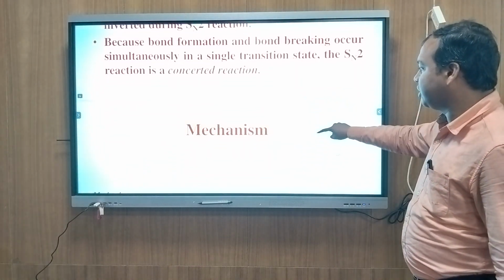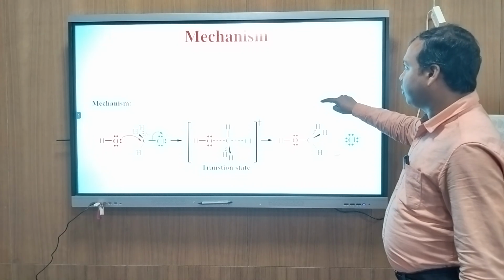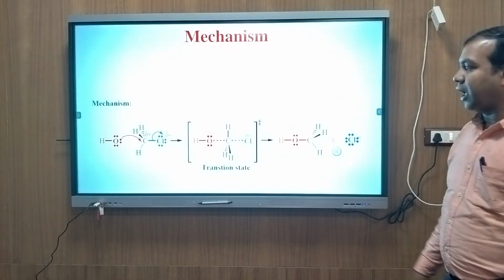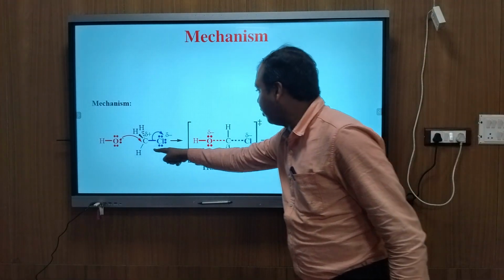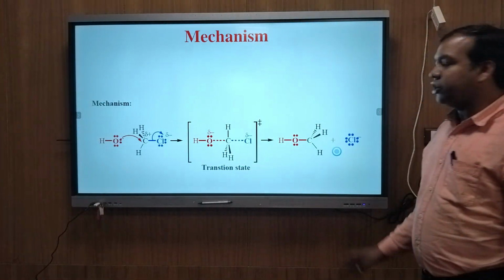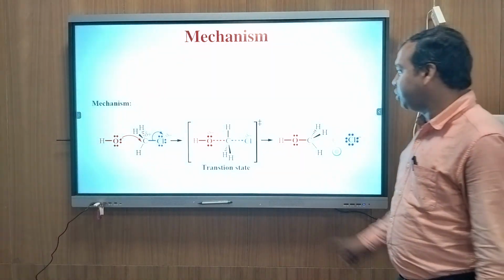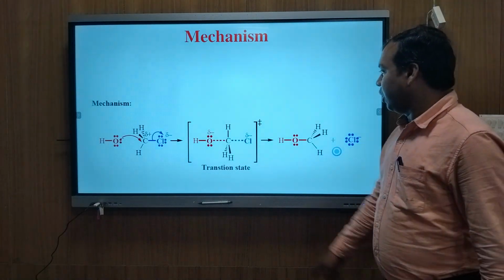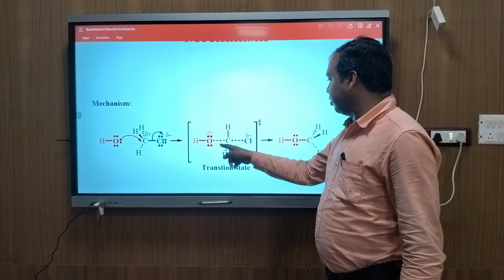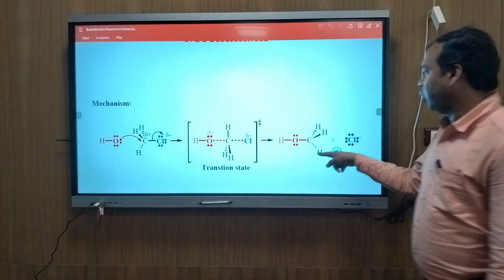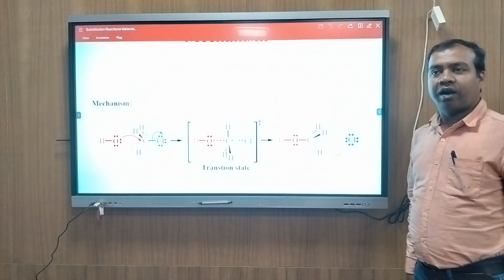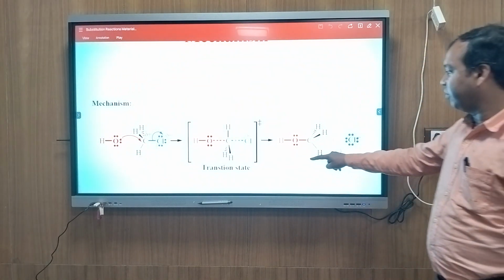So this is the reaction scheme, the mechanistic scheme. Here the nucleophile attacks the carbon atom from the backside and the leaving group is removed. So this is a single step reaction. This is the transition state. The negative charge attacks this carbon and the leaving group is removed. This occurs simultaneously, so we get the inverted product. This is the general mechanism for the SN2 reaction.